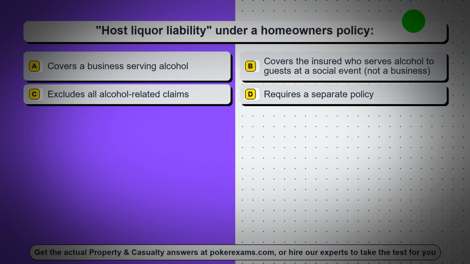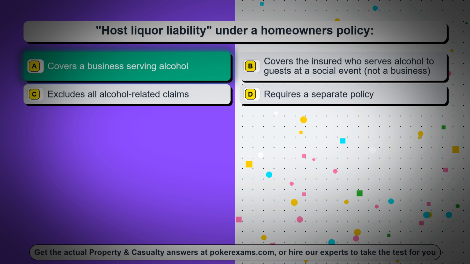Question 27. Host liquor liability under a homeowner's policy. Option A, covers a business serving alcohol. Option B, covers the insured who serves alcohol to guests at a social event, not a business. Option C, excludes all alcohol-related claims. Option D, requires a separate policy. The correct answer is option A, covers a business serving alcohol.